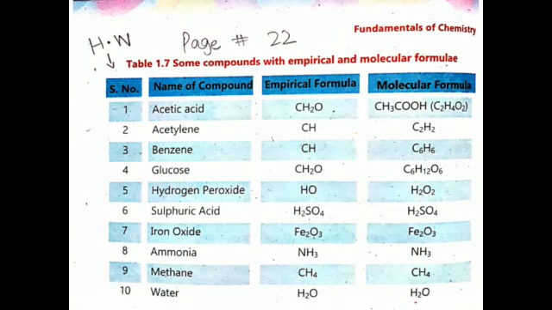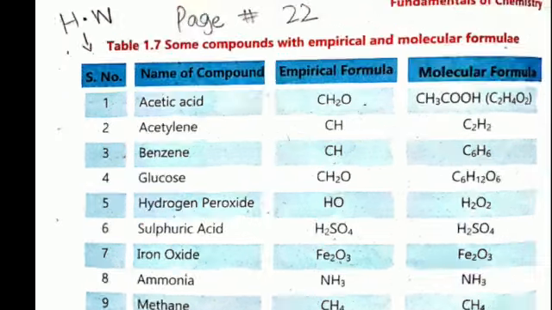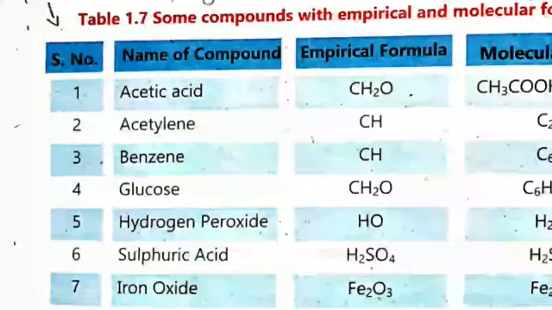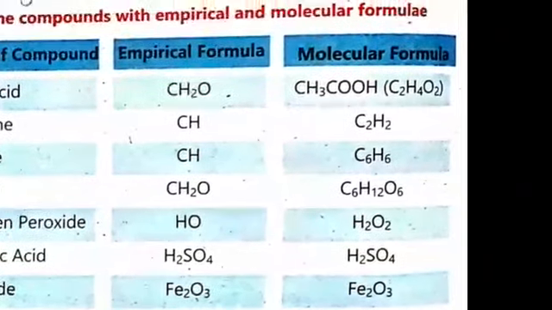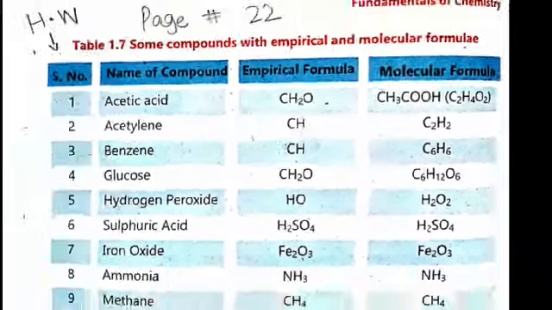Alright students, table 1.7 given on book page number 22 is your homework. Read all these compounds with their empirical and molecular formulas and try to memorize it.